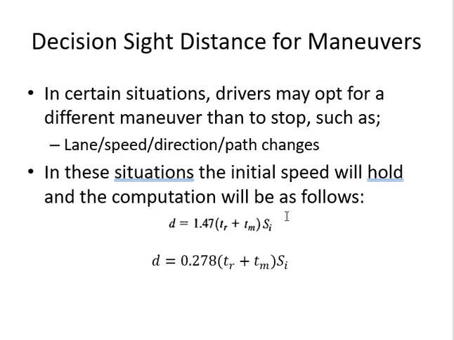TM is maneuver time, the time when you will do your action. So you will think, that is TR. Then you will do, that is TM. Clear? And then we have the speed. So the first equation will give the distance in feet, the second one will give the distance in meters. Clear? Now these timings have standard values.